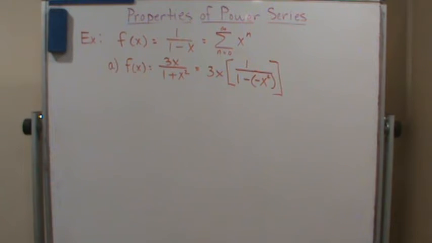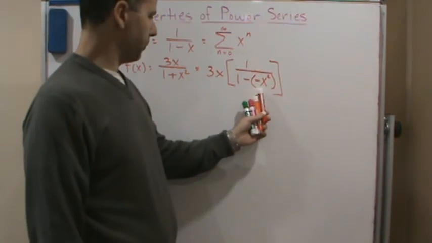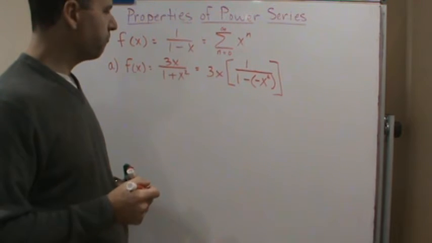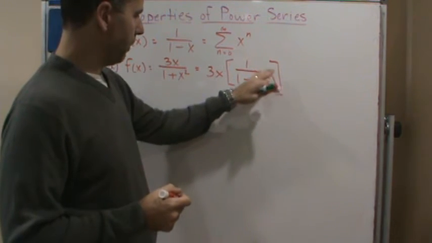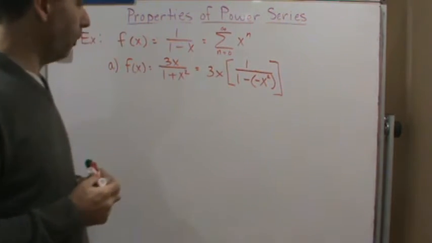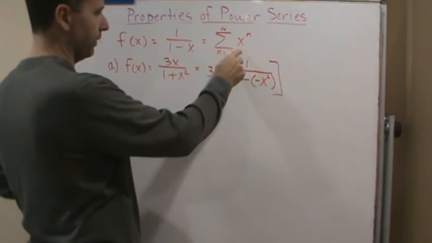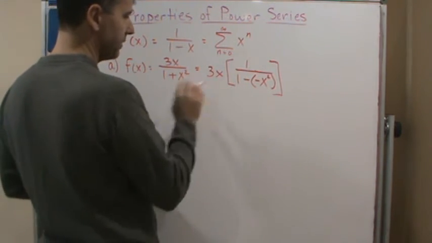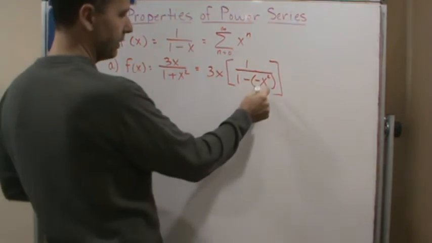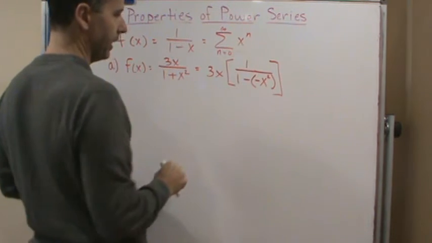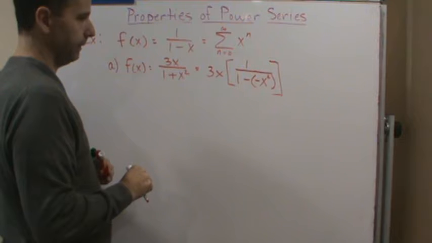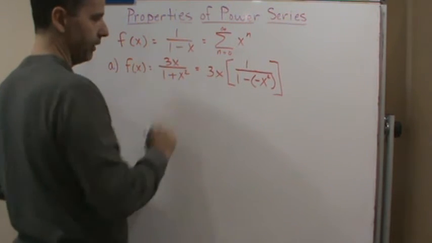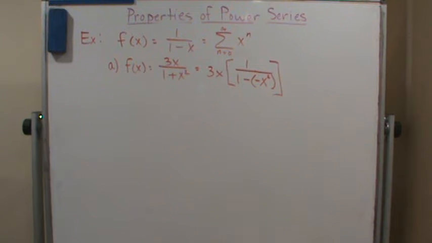So how does this help us? Well, now we can use what we learned in previous videos in representing this. This means that this power series is going to be what? We take the fact that this is equal to this, and now we see that this is going to be negative x squared to the nth power, and we're going to have a 3x there as well.